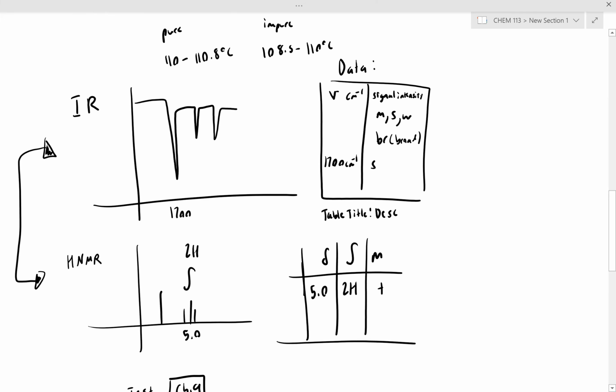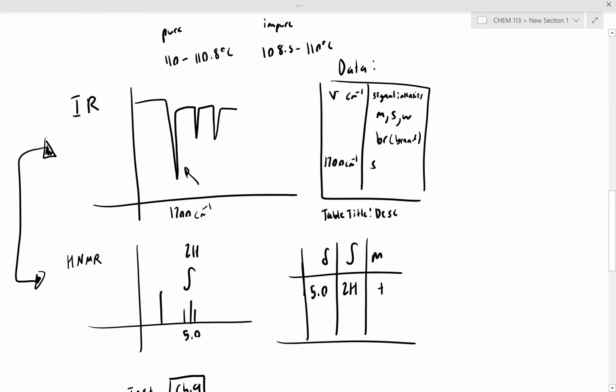So when you look at your experimental IR and NMR spectra, I'm expecting you to process these spectra into data tables. So for the IR spectra, you'll have your data table with your table title and description. It should have the wave number for each major peak and the signal intensity, where it's medium, strong, or weak, and BR for broad. So for example, this signal at 1700 should be 1700 centimeters inverse for the wave number, and it should be a strong or sharp peak.